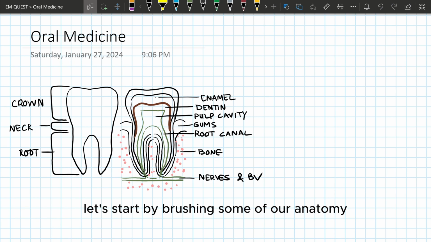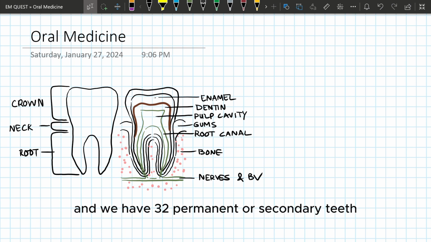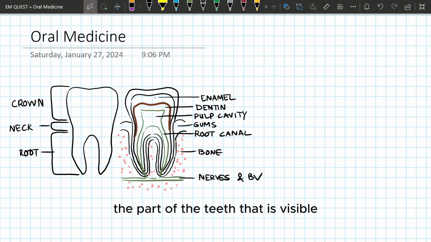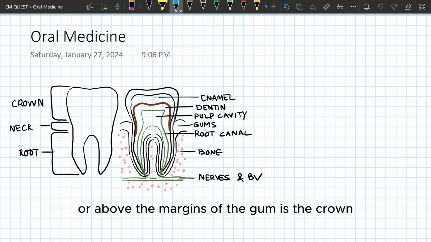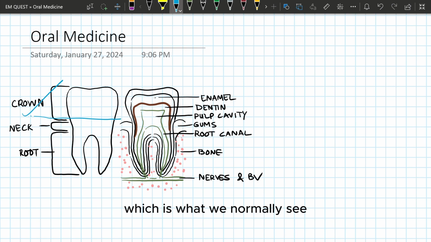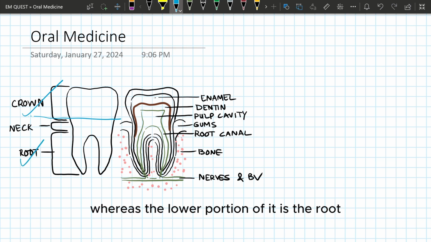Let's start by brushing up on some of our anatomy. We have 20 deciduous or primary teeth and 32 permanent or secondary teeth. The part of the tooth that is visible above the gingival margins, or above the margins of the gum, is the crown, which is what we normally see, whereas the lower portion of it is the root.